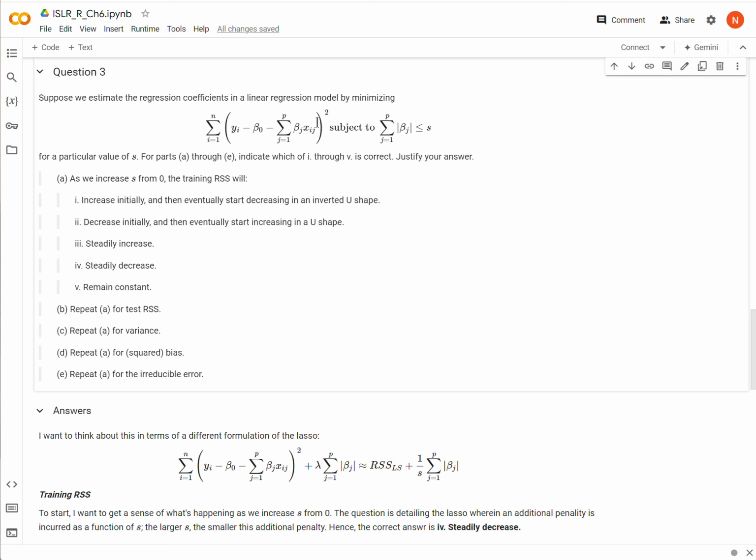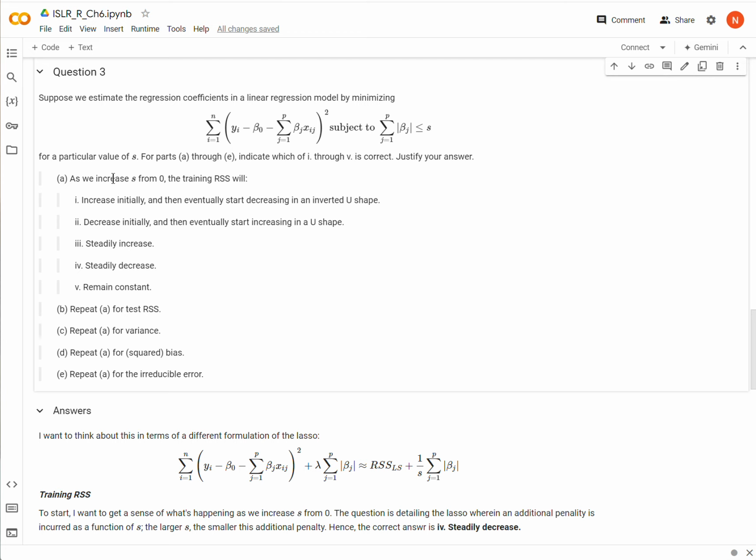Now let's take the opposite, s equals infinity. The constraint is that the sum of the absolute values of the beta j's has to be less than infinity, but that's no constraint at all. When that is the constraint, the penalty is basically 0, and we're left with just the residual sum of squares as found by least squares.